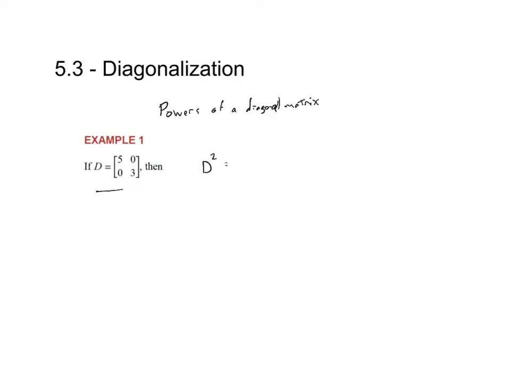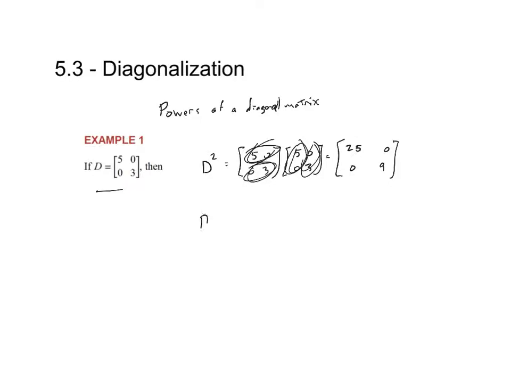D squared, that is D times D, 5, 0, 0, 3, times 5, 0, 0, 3, multiply row by column, 5 times 5 is 25, plus 0. Row by column, 5 times 0, 0 times 3, that stays 0. Then this row by this column, 0 times 5, 3 times 0. And then the last row by column, 0 times 0, 3 times 3 gives me 9. Notice how only those diagonal entries changed, nothing else.